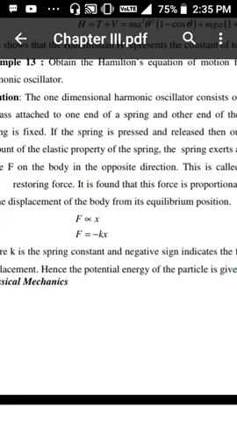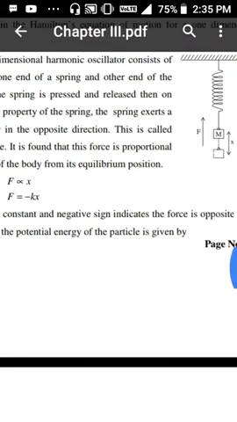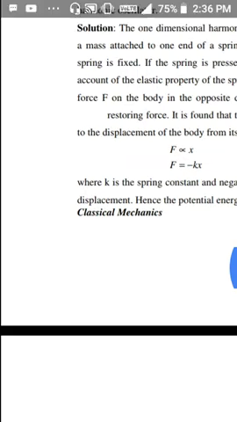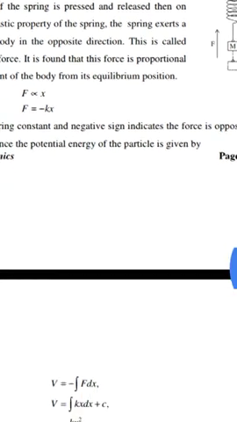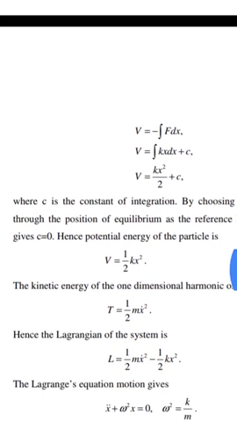It is found that this force is proportional to the displacement of the body from its equilibrium position. F is equal to minus kx, where k is the spring constant and the negative sign indicates that the force is opposite to the displacement. Hence, the potential energy of the particle is given by V is equal to minus integral of F dx, V is equal to integral of kx dx plus c, V is equal to kx square divided by 2 plus c, where c is constant of integration.